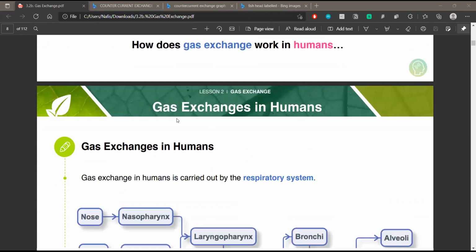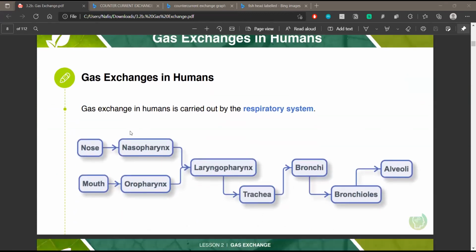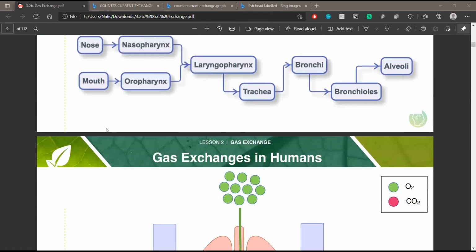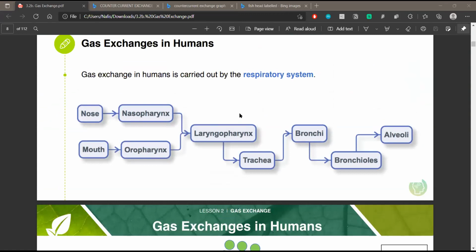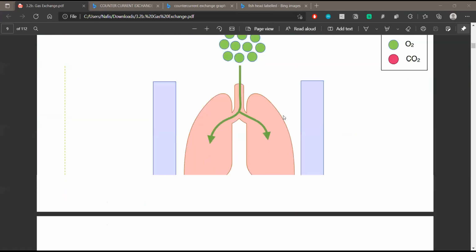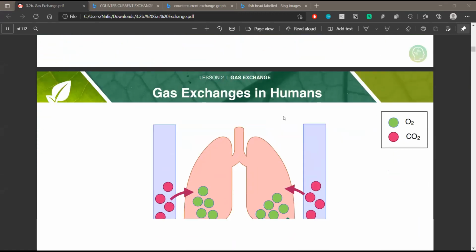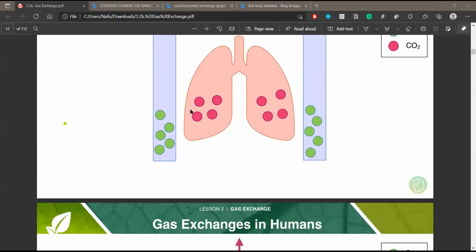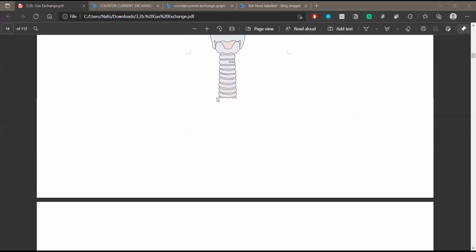So how does gas exchange work in humans? Well, gas exchange in humans is carried out by the respiratory system, as you know. So nose, nasopharynx, mouth goes into the oropharynx, which then all feeds into the laryngopharynx. The laryngopharynx then feeds into the trachea. Trachea feeds into the bronchi. Bronchi feed into bronchioles. Bronchioles feed into the alveoli. And that's where specific gas exchange occurs.